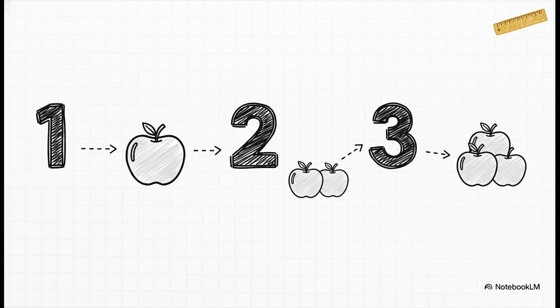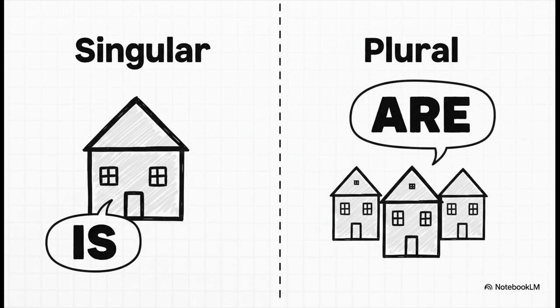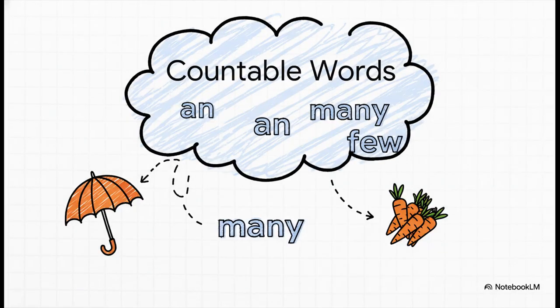See? Easy. And here's another key thing about them. They can change because you can have just one or a whole bunch of them. They can be singular, like the house is big, or they can be plural, like those houses are big. They're flexible like that. And finally, these nouns like to hang out with a specific set of words. Words like an, many, or few. So you'd say, she bought an umbrella, or I need a few ideas. If you see those words, it's a huge clue you're dealing with something countable.